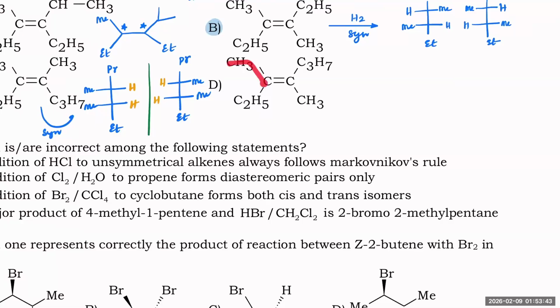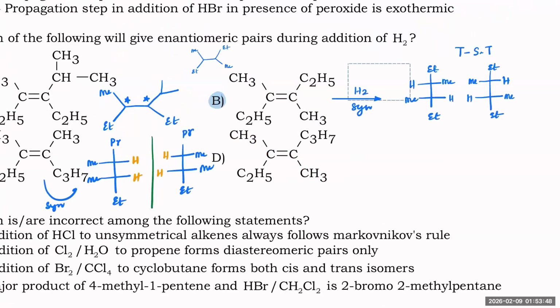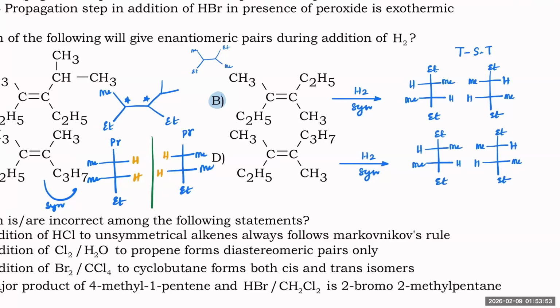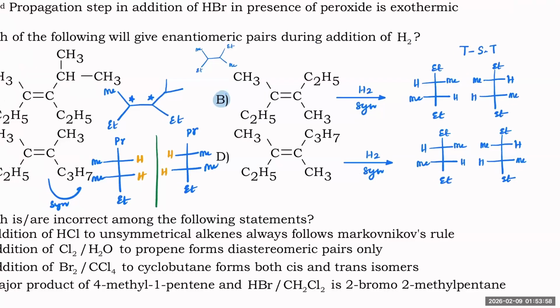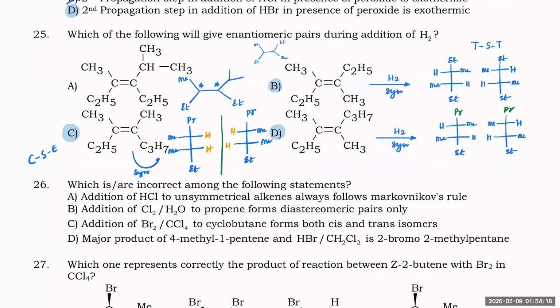Last one. Again, I have a trans form here. You can see there is a trans form. So if there is a trans form, you will get the same product here, just like this one. Only one thing I have to change here is that we have ethyl and propyl here. So instead of this, this will be propyl and propyl. That's it. That is the only change we have. So D is also correct. So what did we notice? B, C, D. These three are correct.